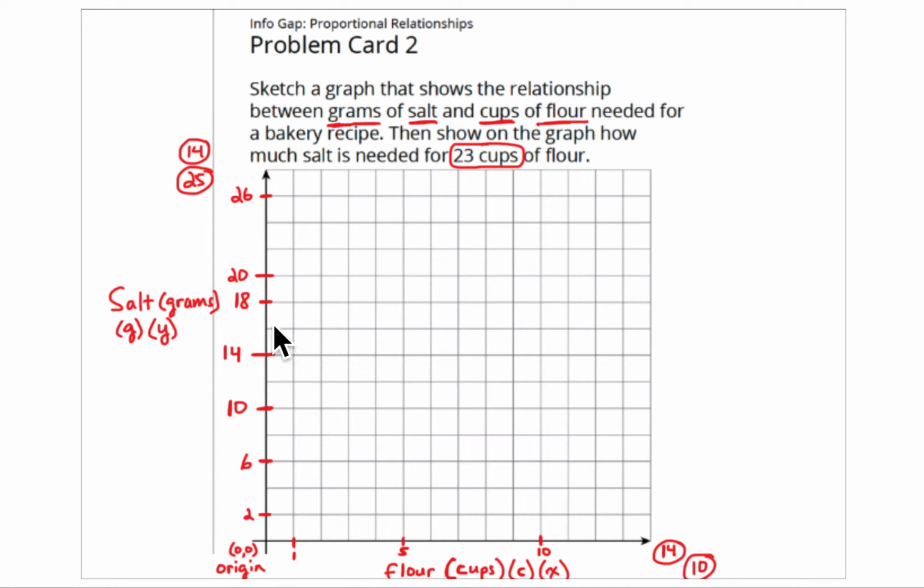And for the grams of honey, 10 cups of flour gives you 25 grams of honey. So you go up to 25.